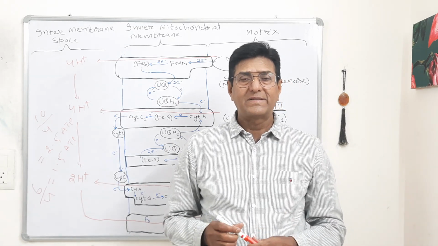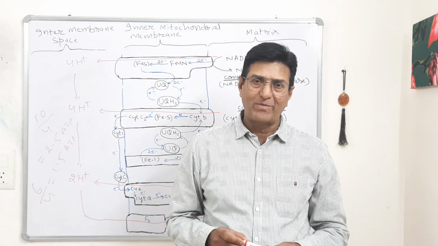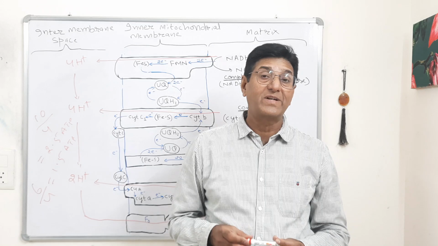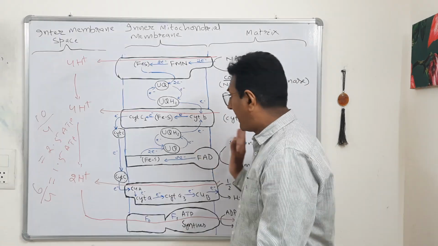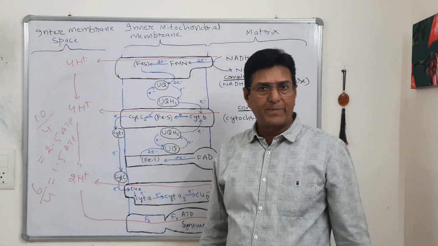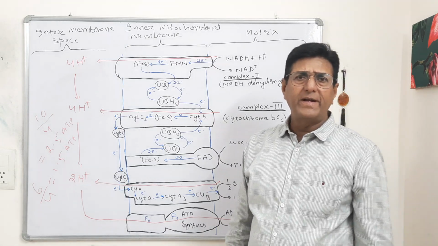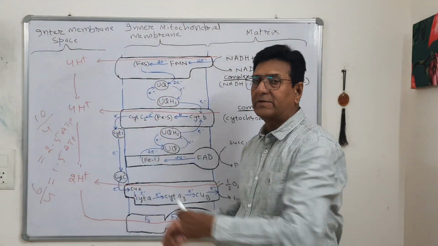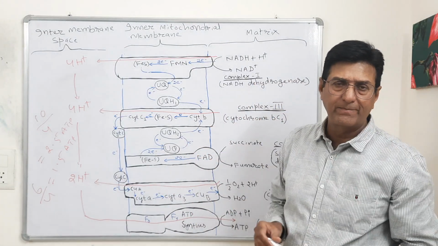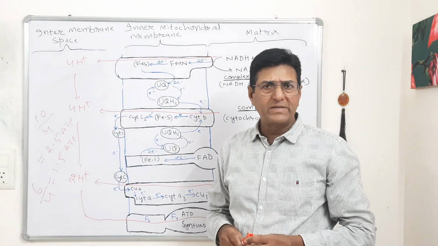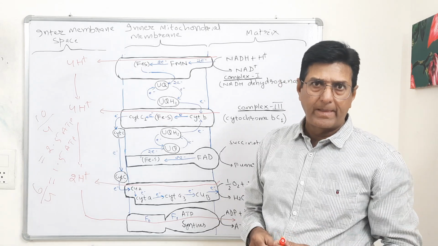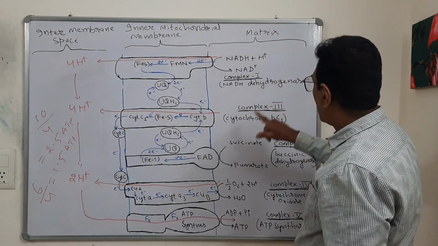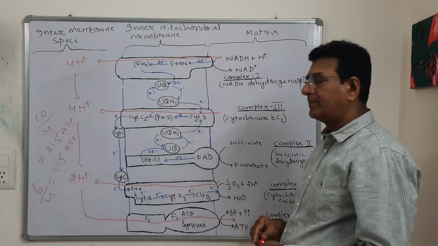ATP synthesis takes place when a proton gradient is developed. Proton gradient simply means a difference in proton concentration between the matrix and the intermembrane space. This gradient is developed when protons are moved from the matrix to the intermembrane space through some of these complexes. Some of these complexes work as proton pumps, and these are complex first, complex third, and complex fourth.